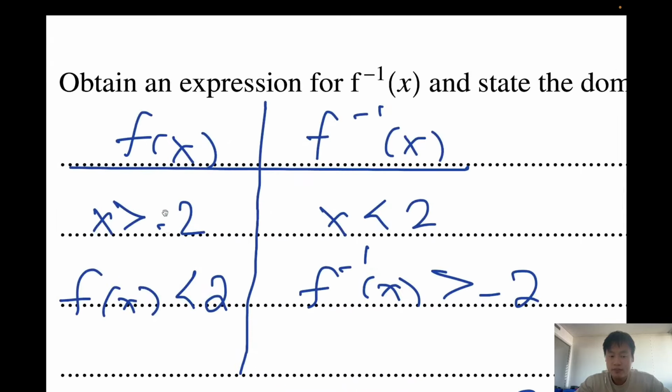For f of x. And the way we apply the rule is we can fill out the rest of the table. If this was range less than 2, that means the domain is less than 2 for the inverse. That's why we just copy down x less than 2. If this was the domain for f of x, bigger than negative 2, the range of the inverse is bigger than negative 2, which is why we wrote down inverse function bigger than negative 2.